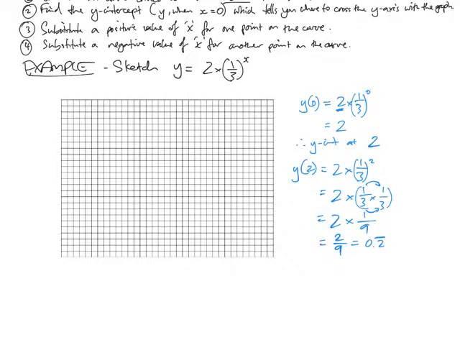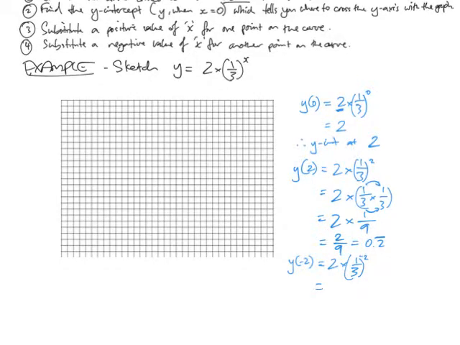Substitute a negative point this time, because we need more than 1 point to decide on the shape of this graph. Let's write -2. 2 times by a third to the -2 equals the reciprocal of a third, which is 3 squared. So it's going to be 2 times by 3 squared is 9. It's going to be 18. So that's what y is when x is equal to -2.